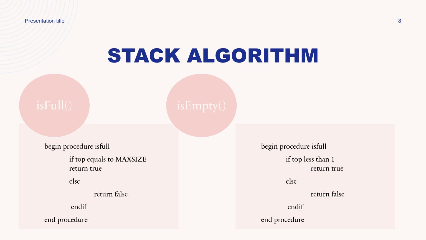The same logic applies to the isEmpty function. Okay, it checks whether the top pointer is less than 1. If it is true, then it returns true, otherwise it returns false.